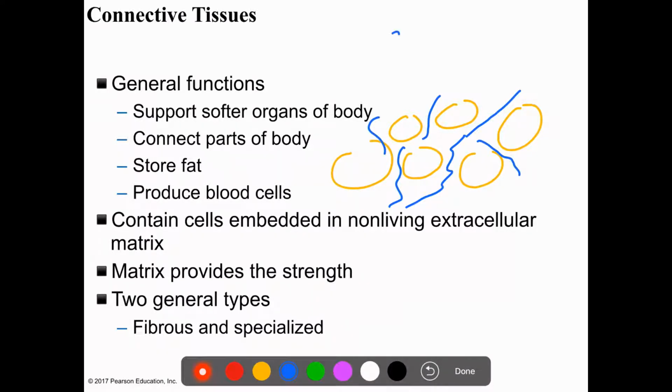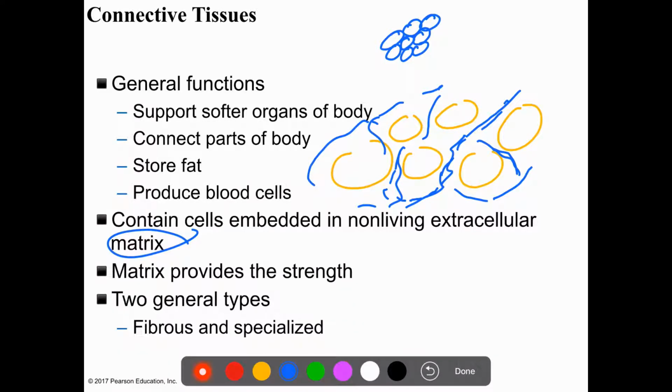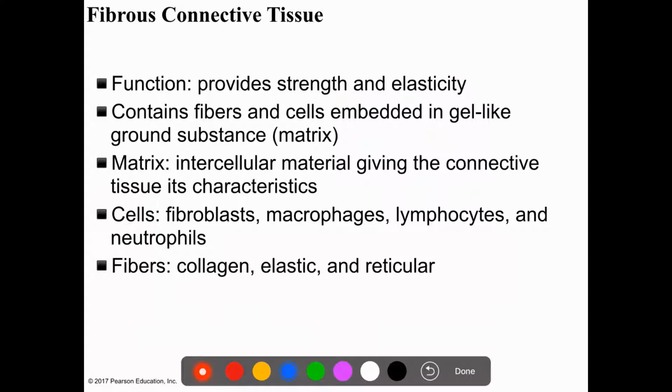Now, with the epithelial cells, all of these epithelial cells are usually packed with each other. Here, with the connective tissue cells, there are some spaces between them, and that space is the matrix. So the matrix would provide some strength, and based on their components, structures, and functions, we can classify them as fibrous or specialized connective tissue.